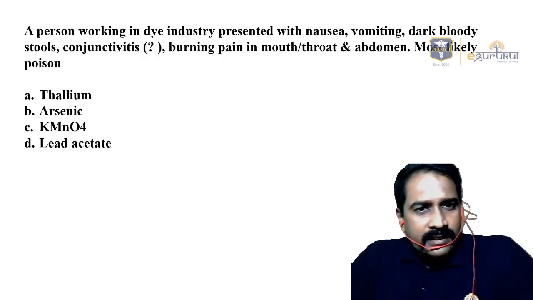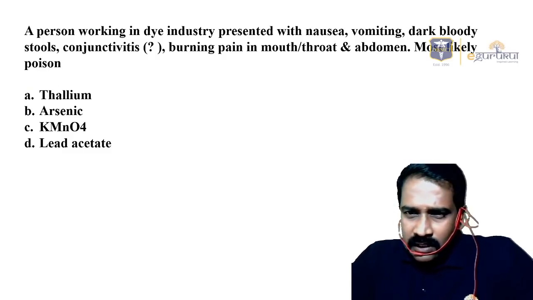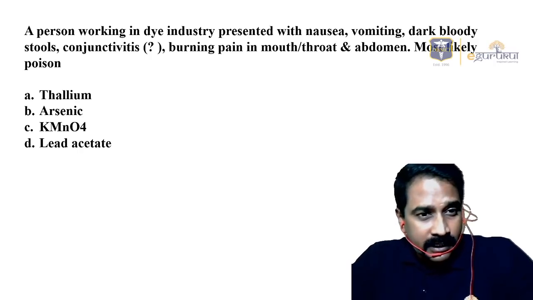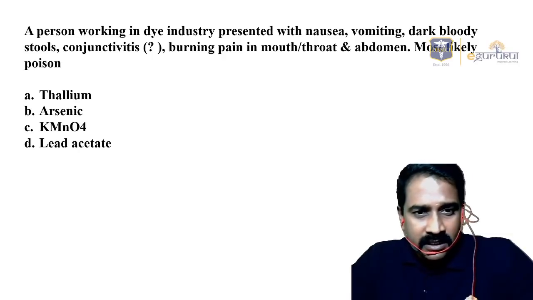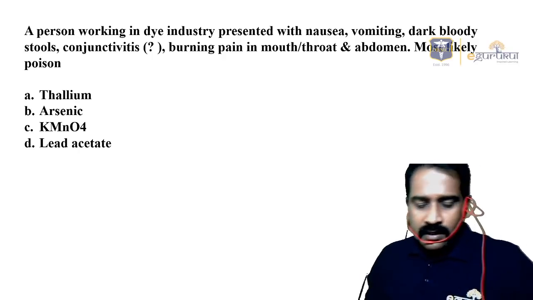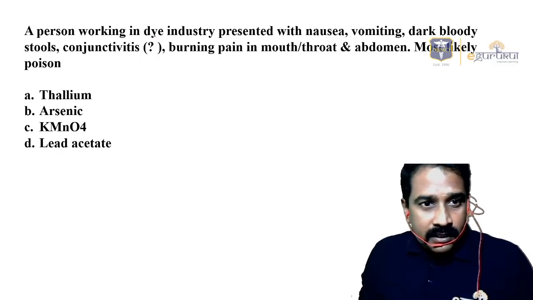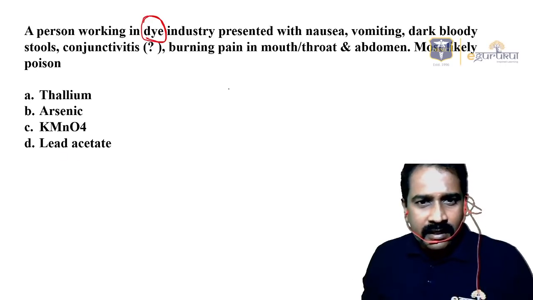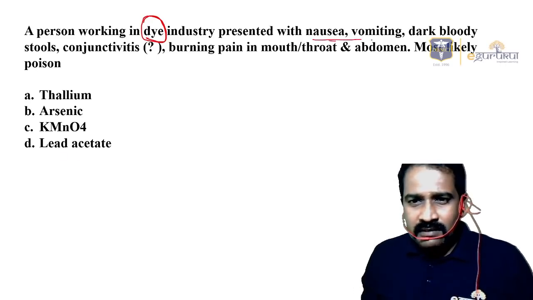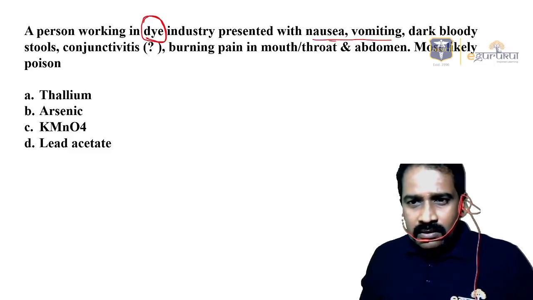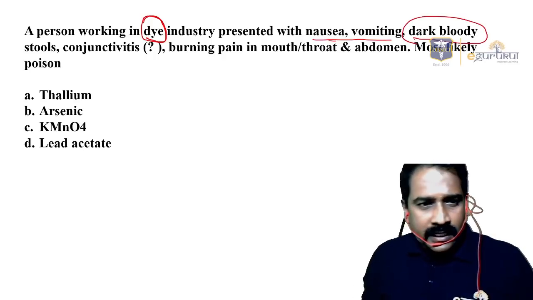A person working in dye industry presented with nausea, vomiting, dark bloody stools, conjunctivitis, burning pain in the mouth or throat and in the abdomen, most likely poison. Split the question. First of all, the person is working in a dye industry. So this word itself should almost help us in deciding the answer here. Nausea and vomiting are seen with all the poisons, not at all specific, absolutely vague. Dark bloody stools is again a clinching point.